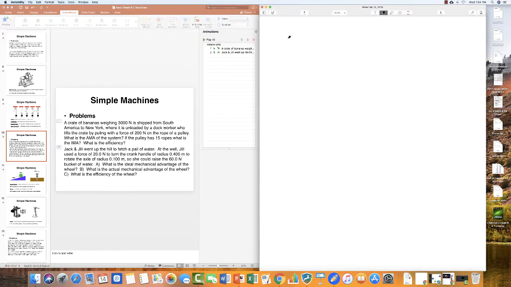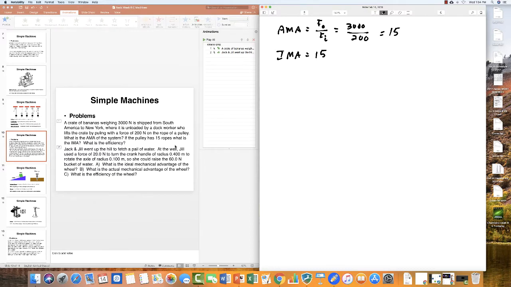Now, one thing I didn't mention in the last slide as I was talking about pulleys is that the IMA of a pulley system is equal to the number of ropes that it contains. So the AMA is the force output divided by the force input. The IMA for a pulley system is the number of ropes, which in this case is 15. So here we have 3,000 divided by 200, and you can see right there that that's also going to be 15.